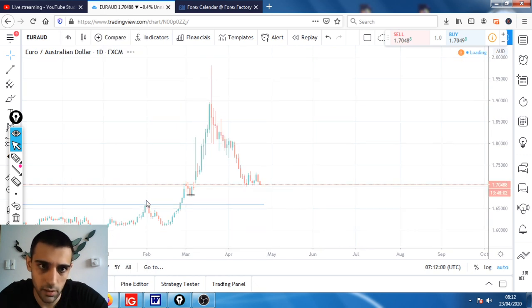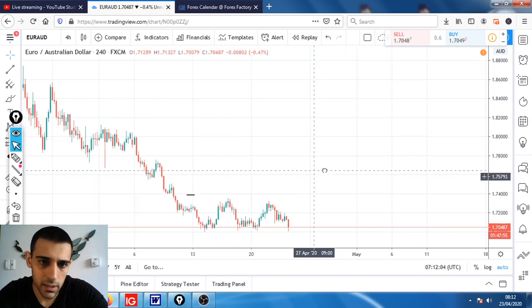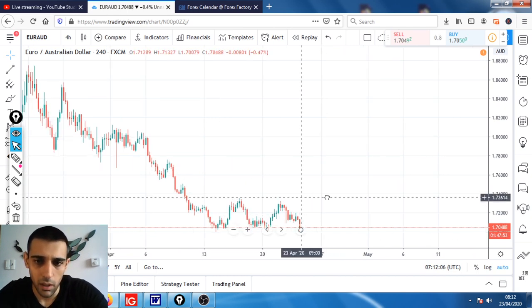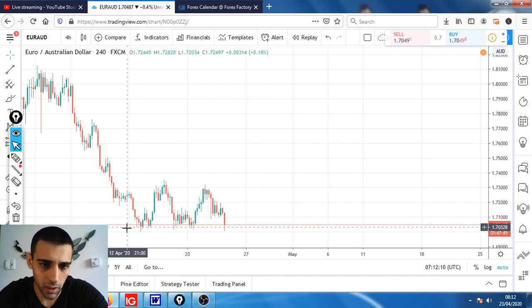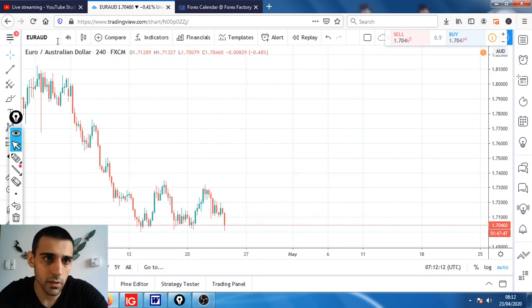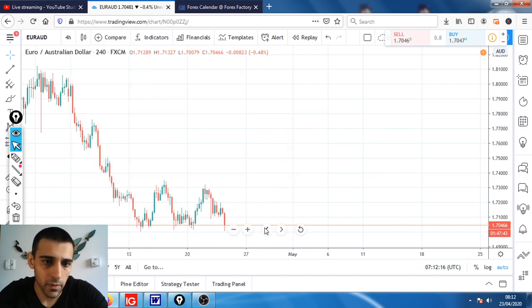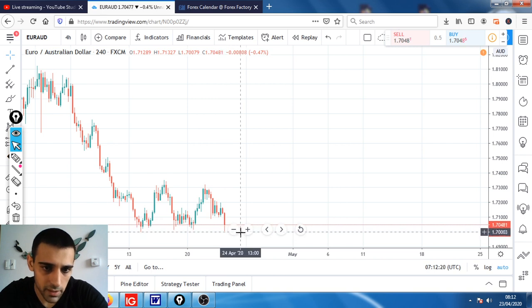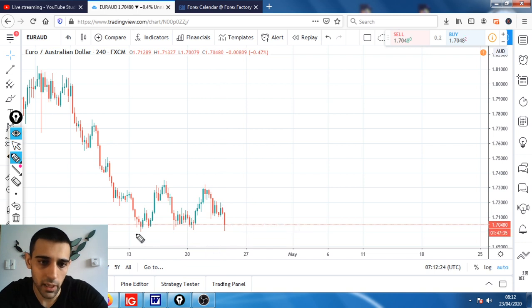Let's see, because I was looking at this currency earlier, and I noted in my head that I want to see that one back. So the price came down and it hasn't taken out. I want to see the price taking out this low here first. As we can see, it hasn't done it yet.